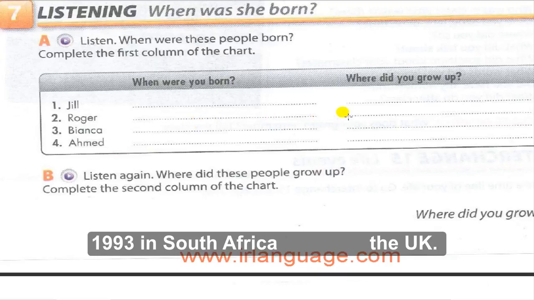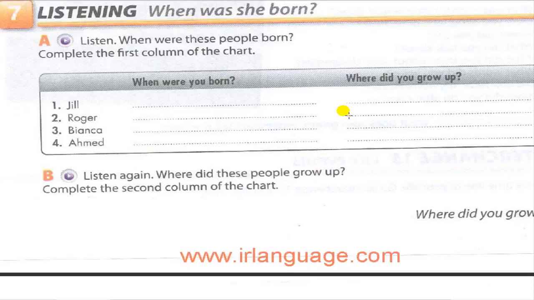3. Bianca. My name is Bianca, and I live in Spain, but I wasn't born there. I was born in Mexico in 1965. I moved to Spain in 1967 and grew up there. I'm a reporter for a local Spanish language TV station.